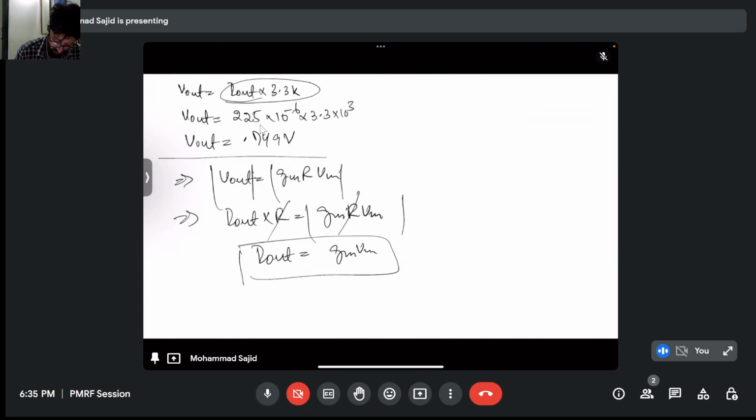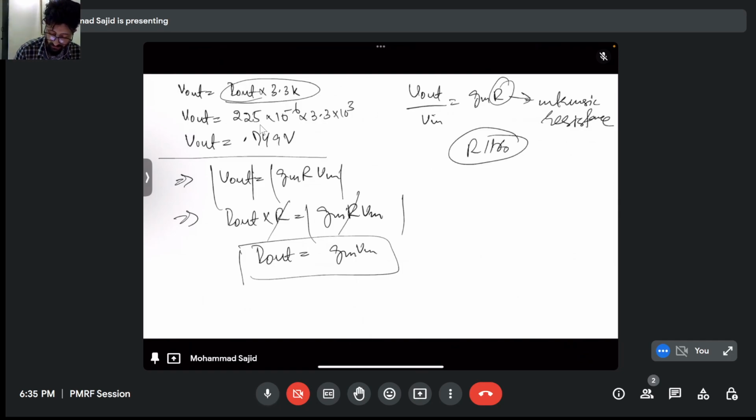We use this formula, so we can write V output by V in as gain that is given by GMR. This R can be written only when there is no intrinsic resistance. If there will be intrinsic resistance, R will come in parallel to that. So we will see this later. So this was the question, part 4 of this question.